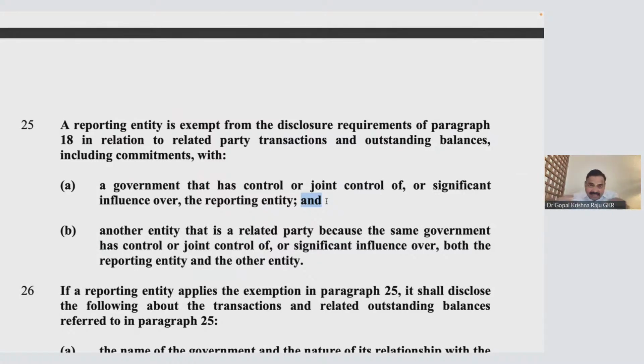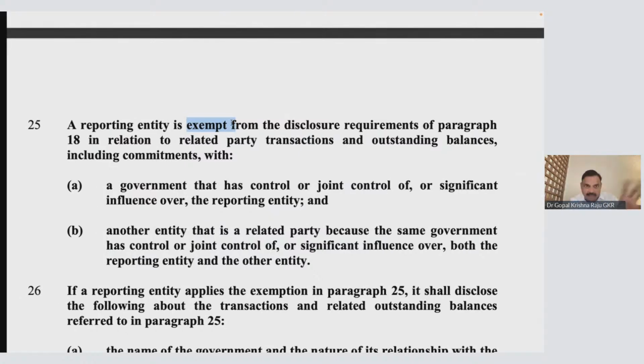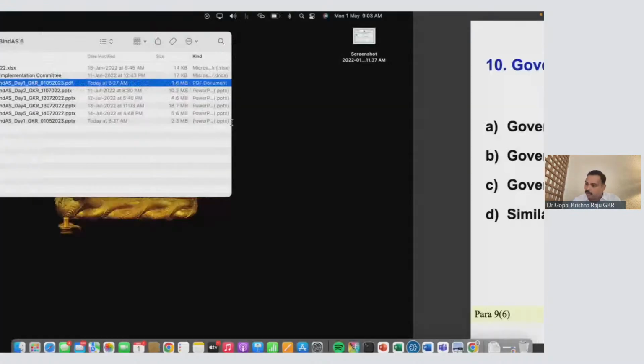Now, whether the relationship between these 2 entities has to be disclosed in A and B, they have an exemption. So this exemption will be mentioned in their respective Indian accounting standard paragraphs. I have very limited time, so I'll just define this question. I'll go to the next standard.